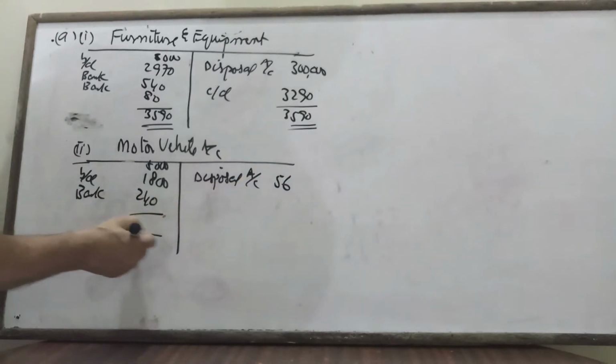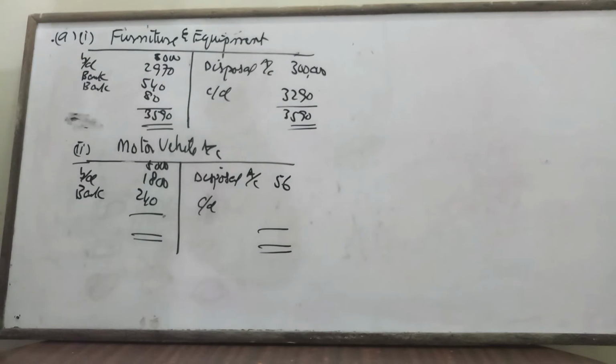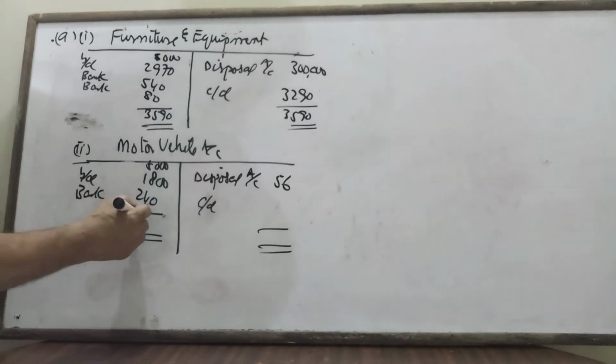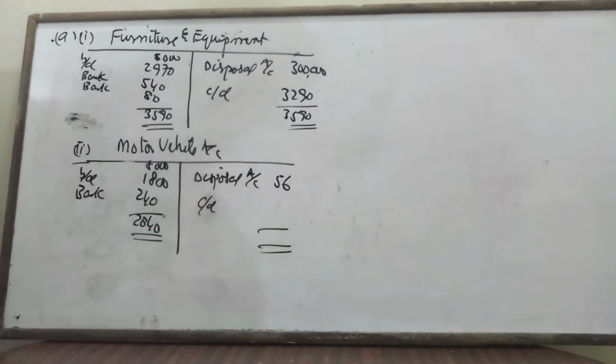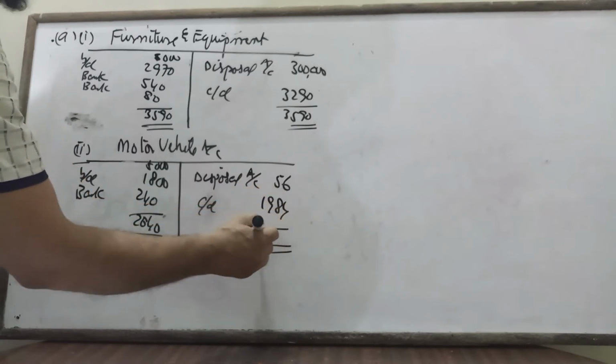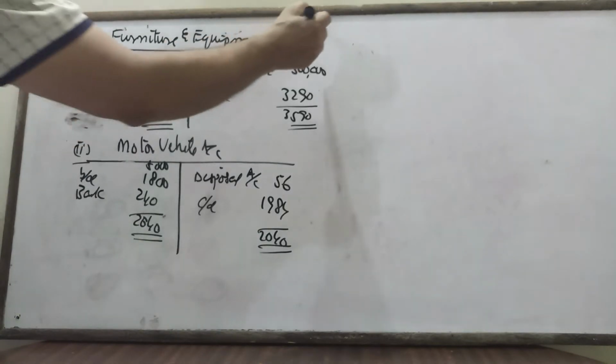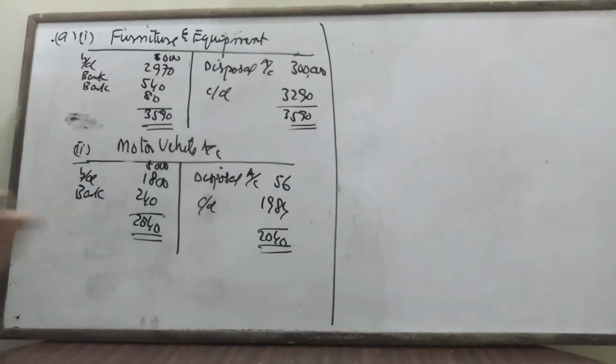Then again you can add this and find the balance c/d of the motor vehicle account. The balance c/d of the motor vehicle account is 1,800 plus 240, 2,040, minus 56,000, is 1,984. Okay, 2,040 is the total. These are the two requirements. After the two requirements, there are two further requirements. I'm going to solve them here.